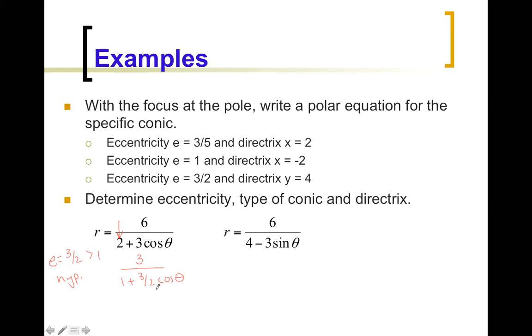And then the other part to this is, where's the directrix? We know that k times e is equal to 3, and we know that e is 3/2. So we know that 3/2 k is equal to 3. So multiply by 2, divide by 3, I get that k is equal to 2. And then we just have to figure out, is it x equals 2, x equals -2? It all comes down to the fact that this is a plus cosine, which means that my directrix is x equals whatever k is. So it's 2 in this case. And there we go.